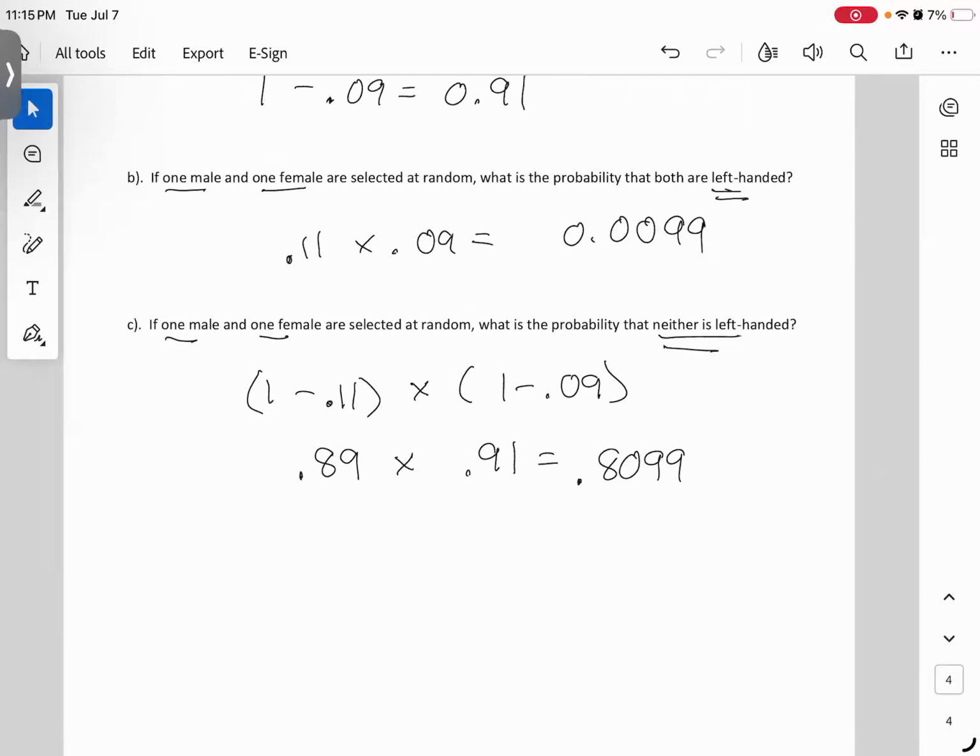Now this one doesn't need any stat key. That actually is the end of the P.1 probability.